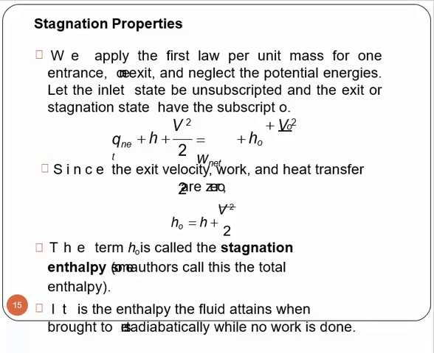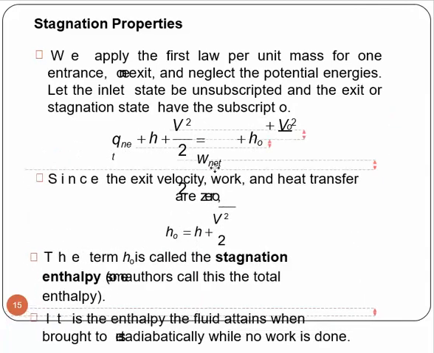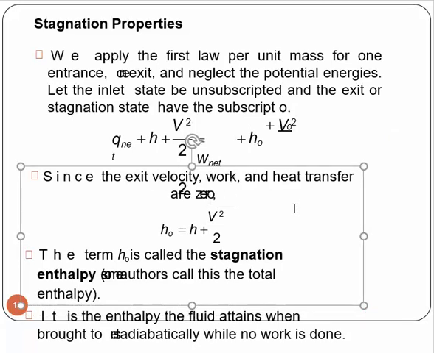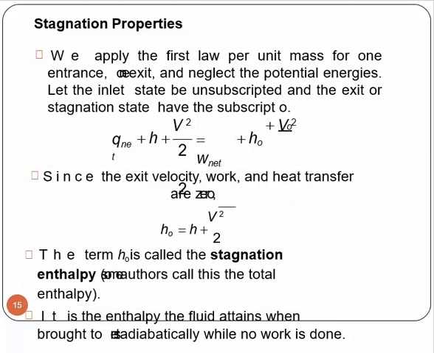We apply the first law per unit mass between the inlet and the exit, neglecting the potential energies. The inlet state is unsubscripted and the exit, or stagnation state, is subscripted with naught: Q plus H plus V squared by 2 is equal to work done plus H naught plus V naught squared by 2. Since the exit velocity is zero and there is no work or heat transfer, H naught is equal to H plus V squared by 2. The term H naught is called the stagnation enthalpy.